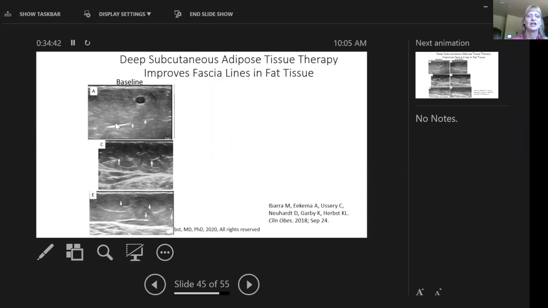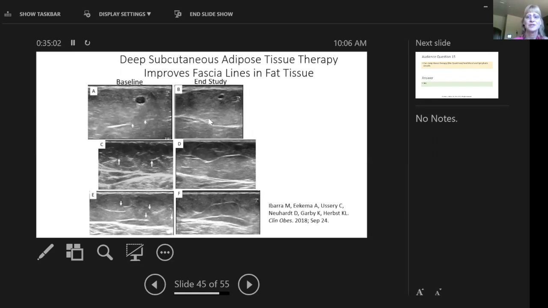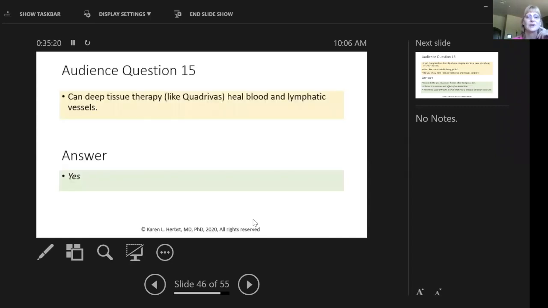We also looked at the fascia, and you can see that there are these broken lines in the fascia of women who have lipedema. We think there's fluid in the tissue, and again, it may be a change in structure of the tissue. You can see it just doesn't look linear like it should. And after the therapy, you can see we restored these lines back to a more normal fascia phenotype. So I think the deep tissue therapy helps the fascia and it improves the health of at least blood vessels. So can deep tissue therapy like quadrivus heal blood and lymphatic vessels? So the answer would be yes.